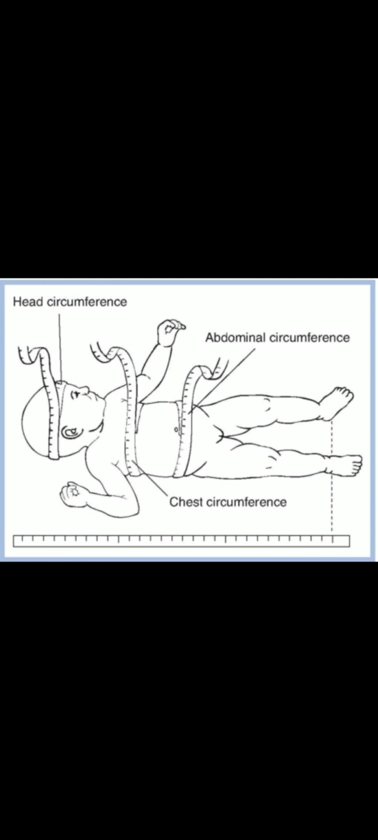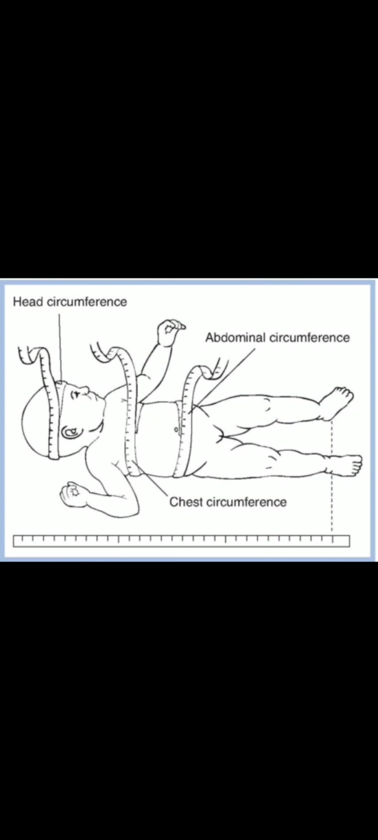After the head circumference we check the chest circumference of the baby. The baby is in the same supine position, and bring the tape measure behind the baby's back. You can see in the image and you will get it easily. Run the measuring tape across the baby's chest along the nipple line, and the normal value of chest circumference is 31 to 33 centimeters.